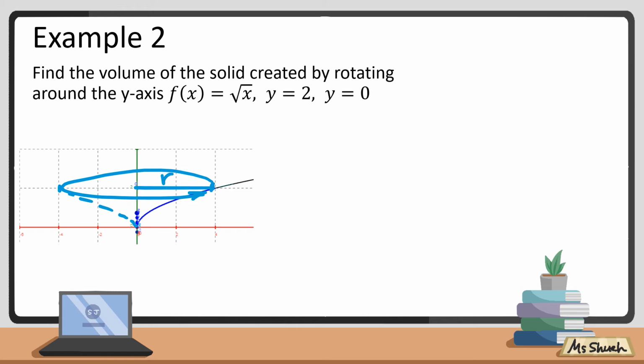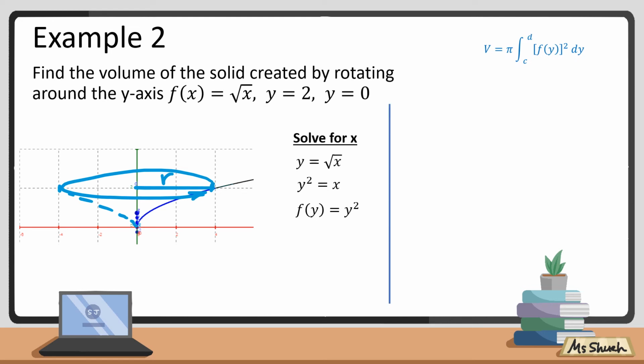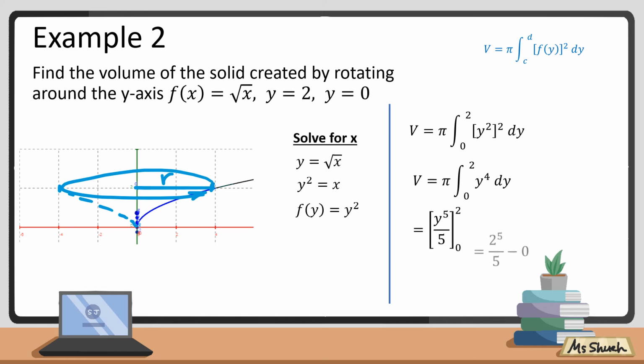So for every single problem, you need to start with a sketch of your solid. Now the first step is to rewrite our function in terms of y. That means we're going to solve for x, so we're going to isolate x. So f of y, which in this case is x, because we're expressing the same function in terms of y this time, equals y squared. So we're going to use that as our radius. We're going to plug it into our volume formula, simplify, integrate, and evaluate. We're going to get 32 over 5, which is approximately 6.4.